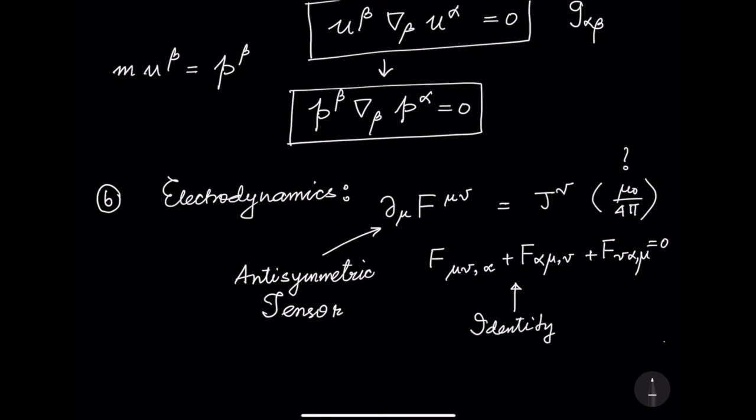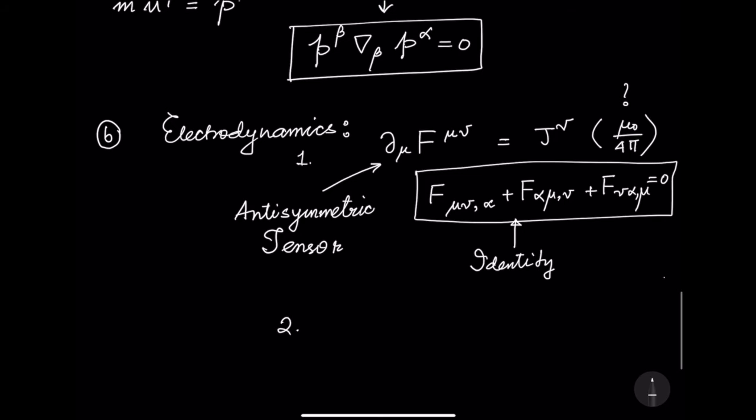This actually gives you the source-free Maxwell's equations: divergence of B equals 0 and curl of E is minus del B del t. So those two are there in this single thing, and there are 4 scalar equations here. But this is an identity. This is actually the Bianchi identity for electrodynamics. So I have written down electrodynamics, the first step, in the covariant form.